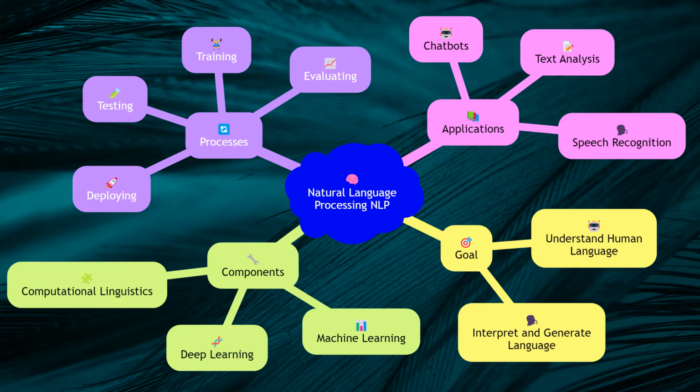Natural language processing, NLP, is a field of artificial intelligence that focuses on the interaction between computers and humans through natural language. The goal is to enable computers to understand, interpret, and generate human language in a way that is both meaningful and useful. NLP combines computational linguistics with machine learning and deep learning models to process and analyze large amounts of natural language data.